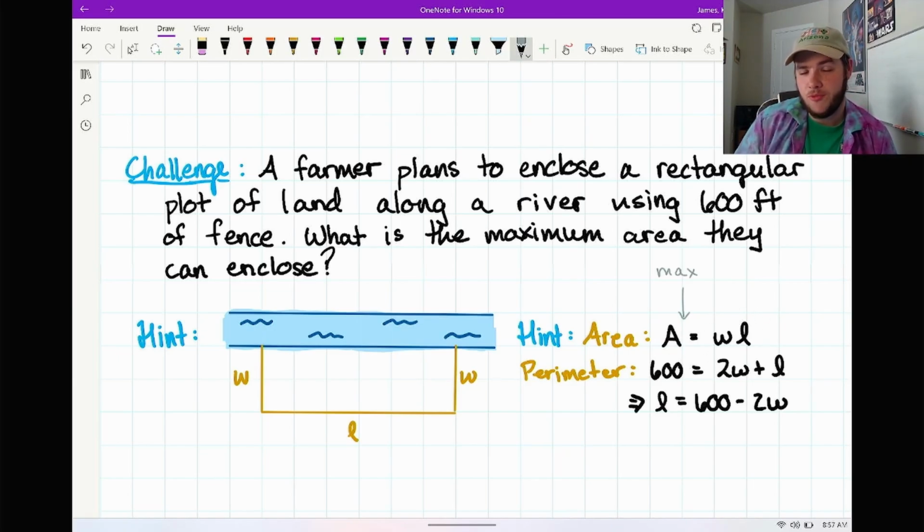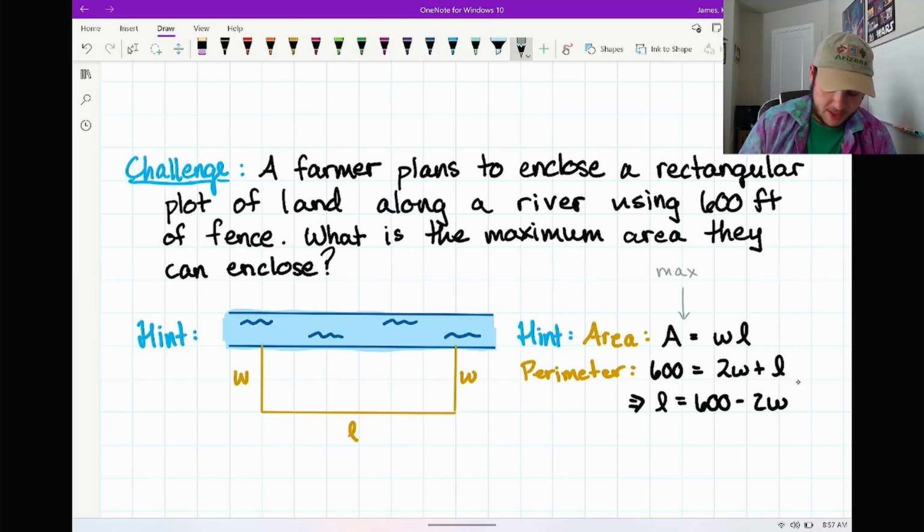But luckily, we have some extra information that's going to help us get rid of that problem. We haven't used the fact that the farmer only has 600 feet of fencing. So, between the two widths he has to build and the length he has to build, he only has 600 feet of fencing. Obviously, for maximum area, he wants to use all 600 feet. So, the 2W plus L should add up to 600.